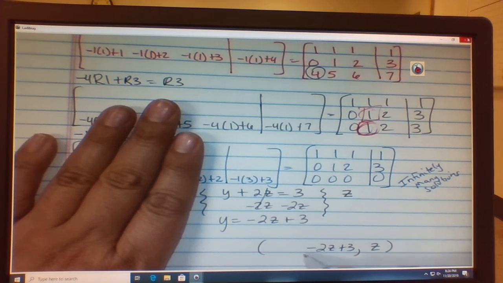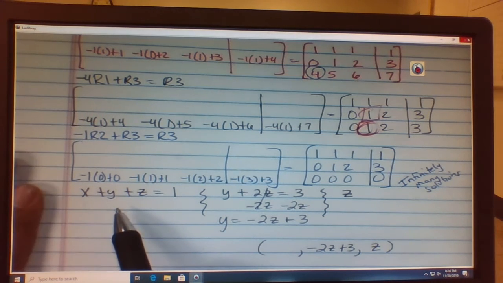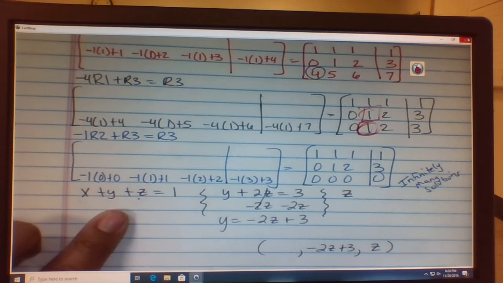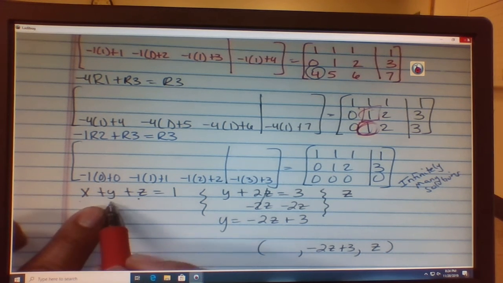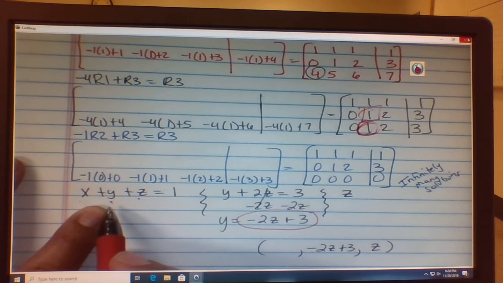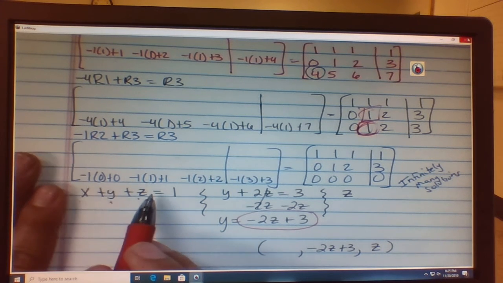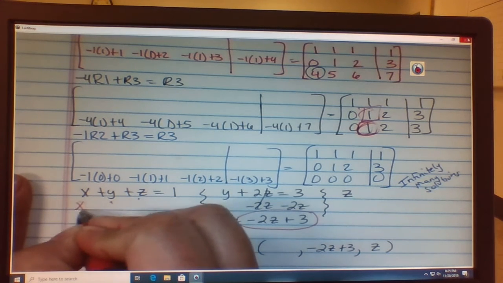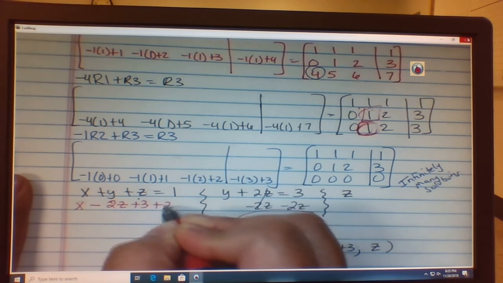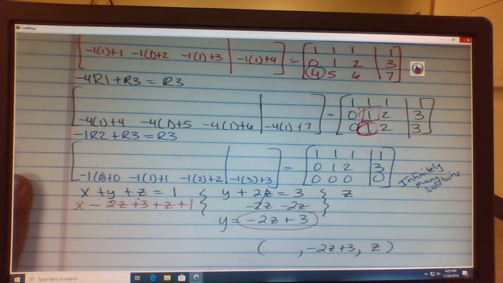The only thing that I'm missing is who? My x. So I need to solve this for x. But the only two variables I could have are x and z. So that means I need to get rid of my y. Could I get rid of my y? I could plug this in for that y. So the only things you have are x and z. So this becomes x minus 2z plus 3 plus z equals 1.